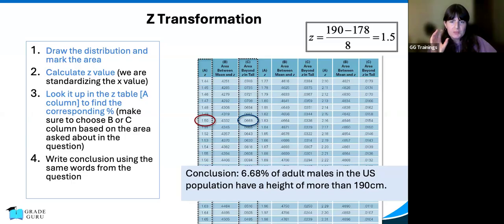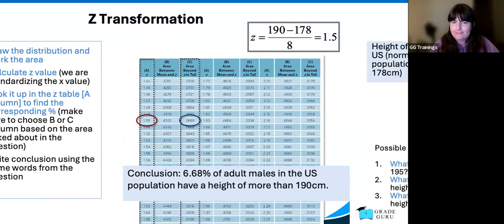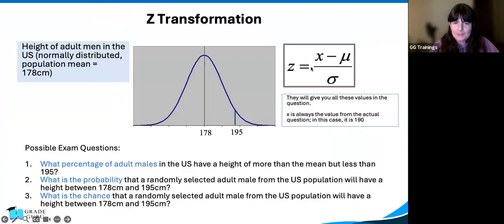Okay, so choosing between your B and your C column is going to be an endless dilemma for you, but don't worry, there is actually a way to get used to it. We look at this example: what percentage of adult males have a height of more than the mean, but less than 195? You draw your distribution, you put your mean in the middle, you mark 195, because that's the number in the question, and they ask for the area between those two numbers.